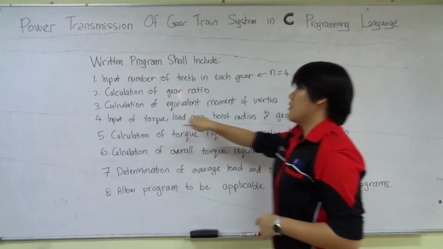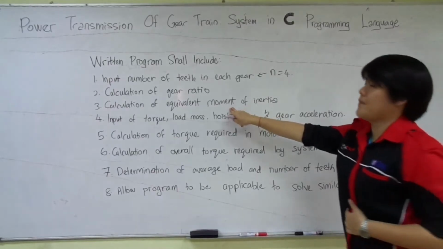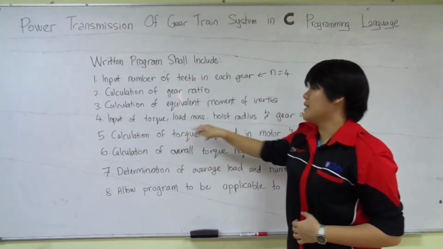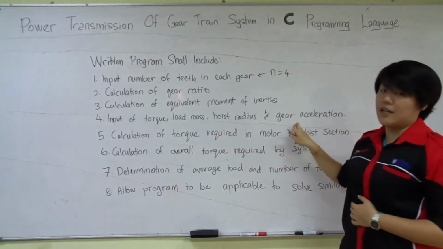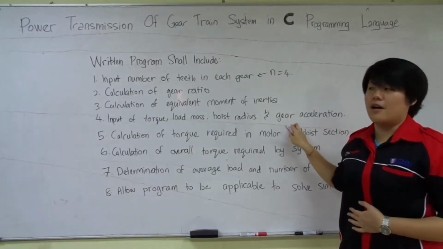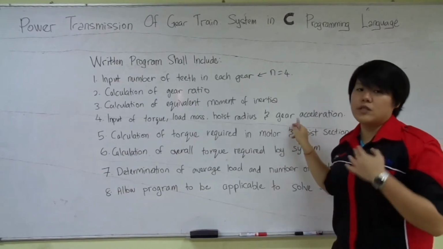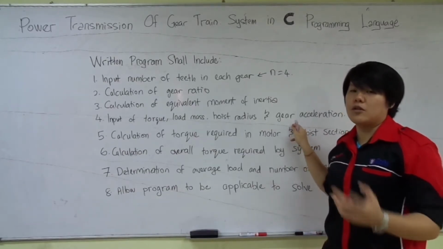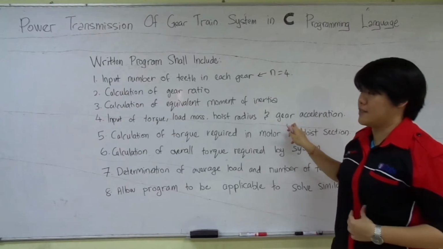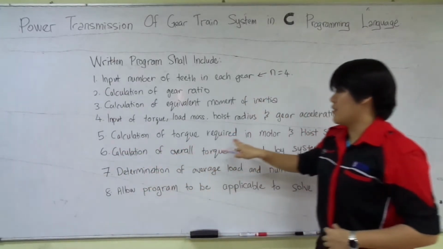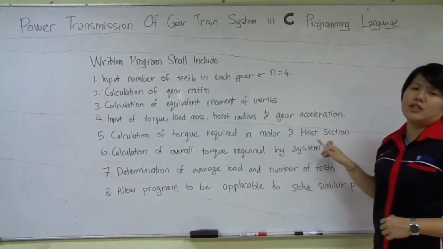Next will be calculation of equivalent moment of inertia, and then the input of the torque, load mass, hoist radius, and also gear acceleration. These four main parameters were given in the question, which user will have to input into the system to calculate out the total torque required by the system. Next will be calculation of torque required in the motor and hoist section.